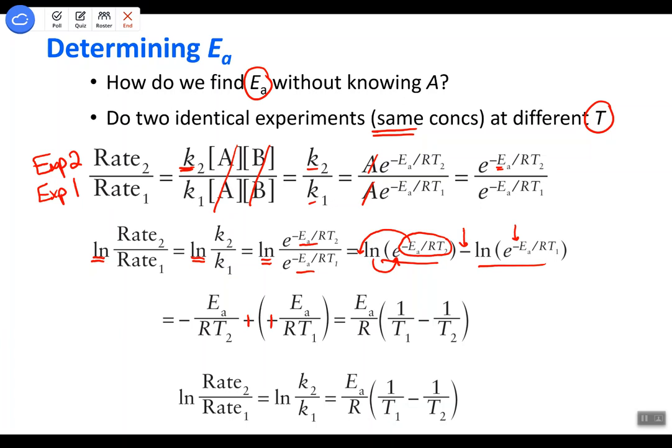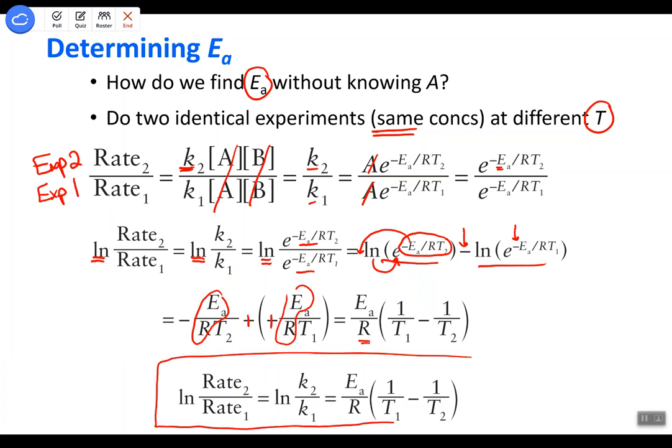So we're going to start with 1 over T1. Both of these components have EA over R. So I can pull out this EA over R factor and then multiply it by 1 over T1 minus 1 over T2. And then I say, well, what was this equal to? This was equal to the ln of the ratio of the rates.